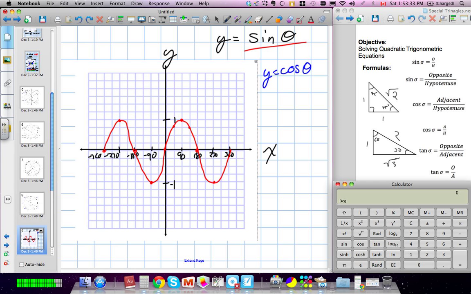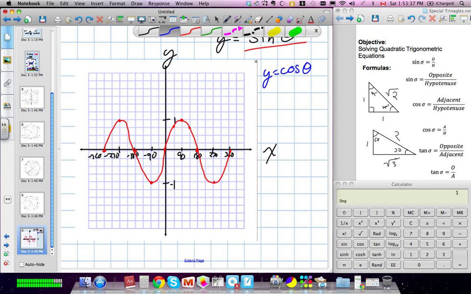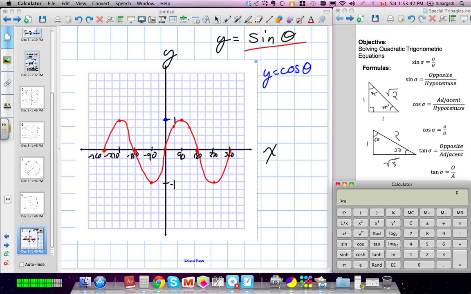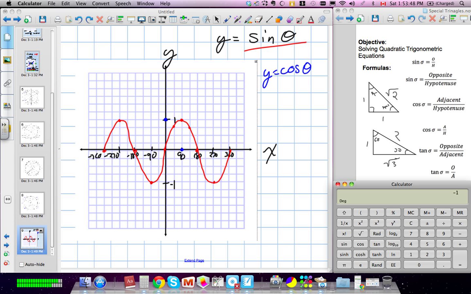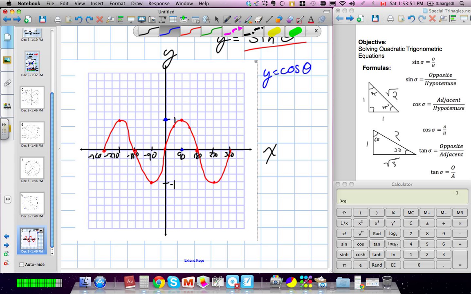Y equals cos theta. It's a little different. Let's try cos 0, 1. So in other words, my cos wave starts at 1, okay? 90 cos is 0. 180 cos? Yeah, good. So if that's the case, what's 270 cos going to be? Yep. And 360? So our wave will go like that.